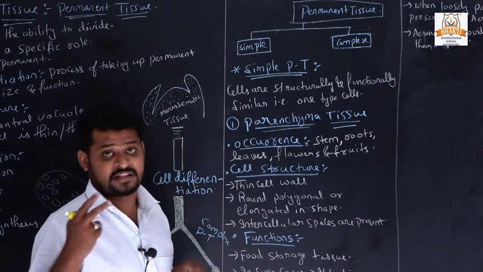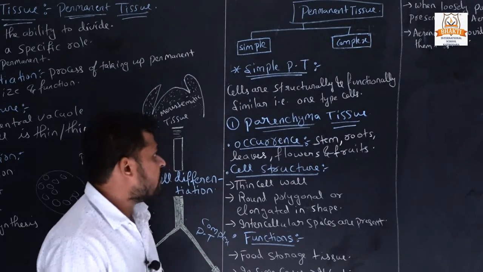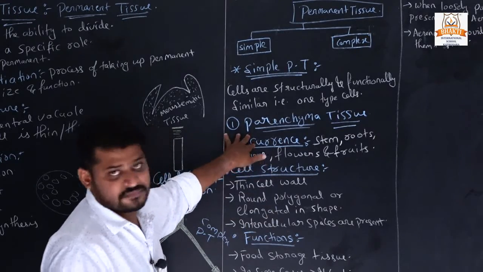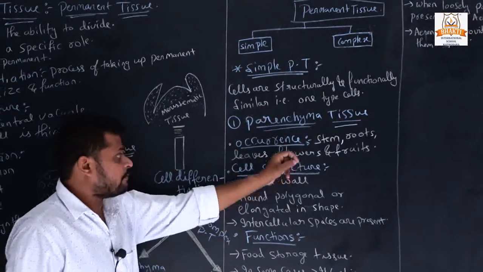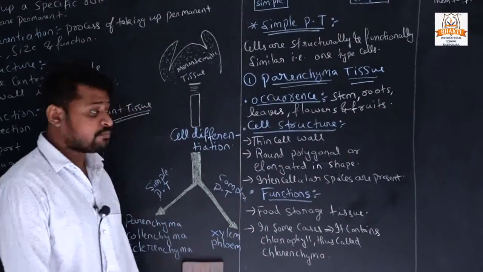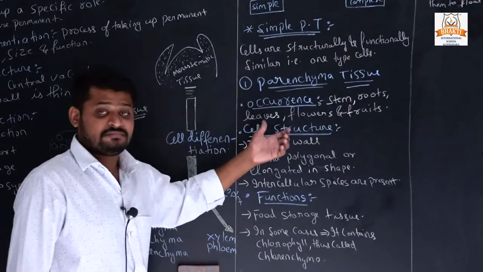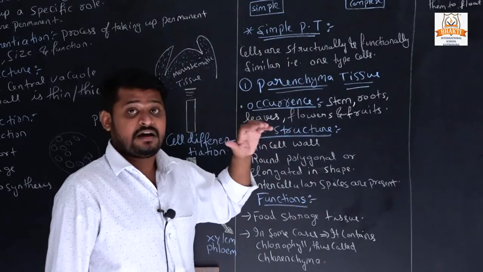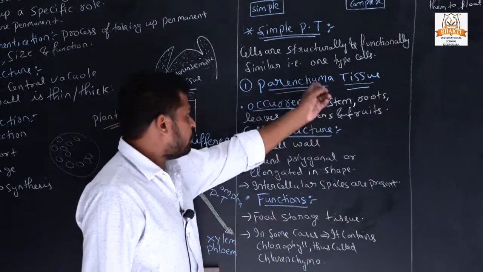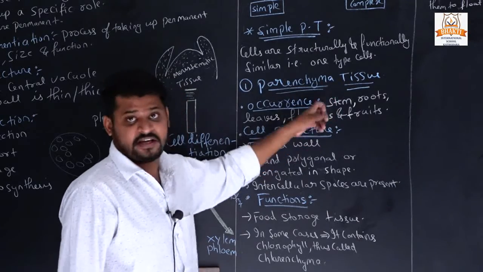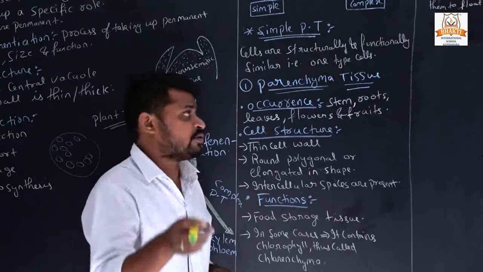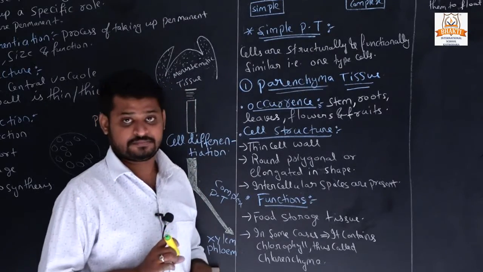Simple permanent tissues are of three types: parenchyma, collenchyma and sclerenchyma. Now we start with our first type. What is parenchyma tissue? First, where is it found? It is found in the stem, roots, leaves, flowers and fruits. At all these places parenchyma tissue is found.